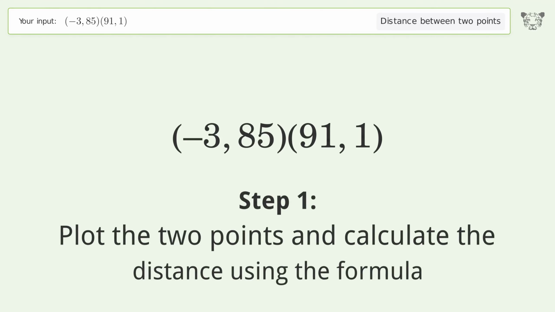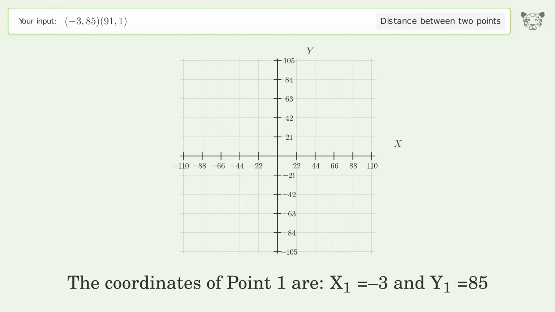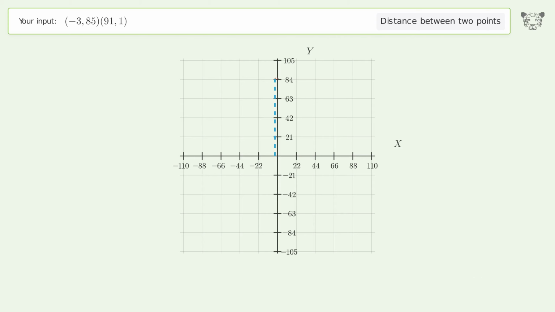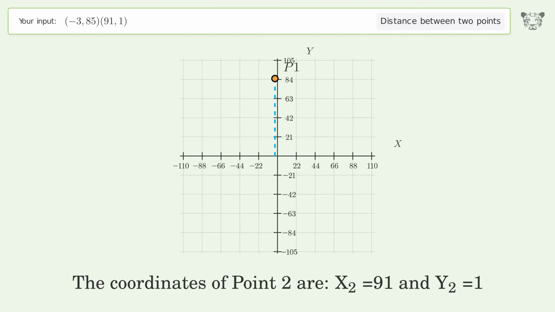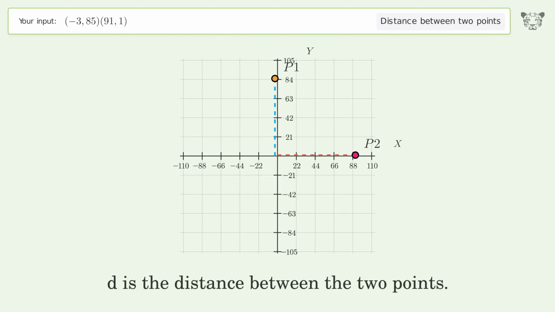Plot the 2 points and calculate the distance using the formula. The coordinates of point 1 are, x1 equals -3 and y1 equals 85. The coordinates of point 2 are, x2 equals 91 and y2 equals 1. D is the distance between the 2 points.